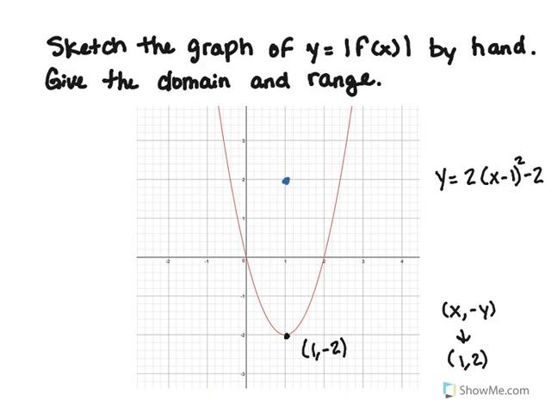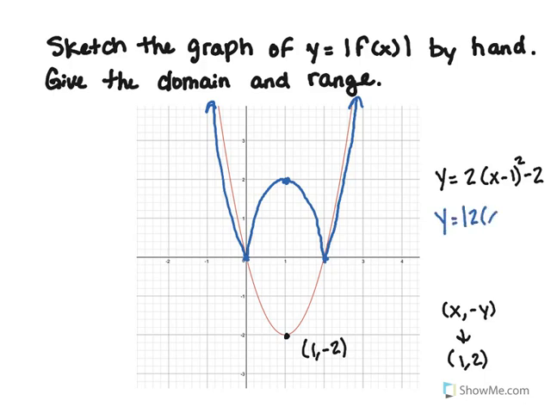Now the other ones are positive. We have the point 0, 0. That's going to stay the same. And we also have the point 2, 0. And that's going to stay the same. So all of this graph above the x-axis is going to stay the same on both sides. But this parabola, the bottom part, is now going to be moved to the top. And that's all. That is the graph of y equals the absolute value of 2 times x minus 1 squared minus 2.